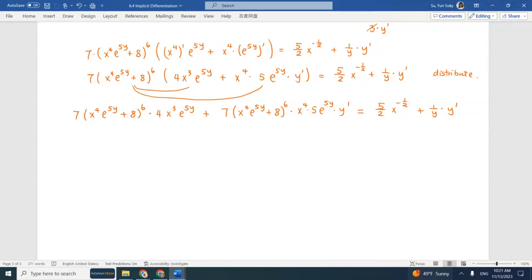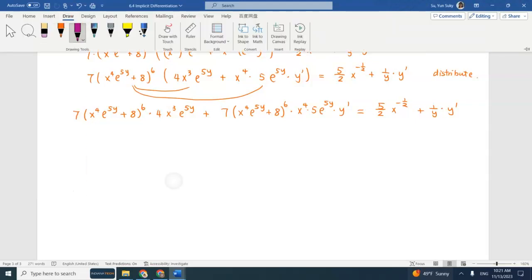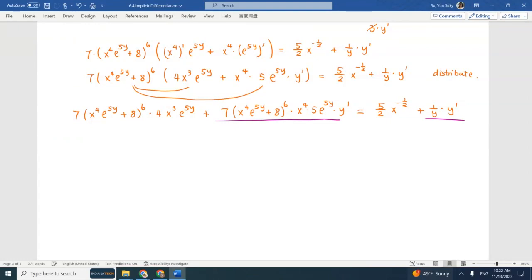So for the terms with y prime, the terms with y prime are this term and this term. Yes, we want to move them to the left hand side, right? So this is already on the left hand side. We want to move this term to the left. Then what happens? The sign changes from plus to minus, right? So you subtract this term on both sides. Yes, everybody? So move to the left.